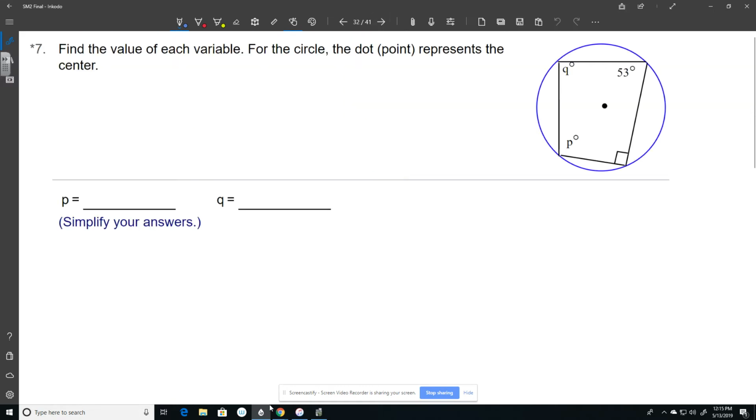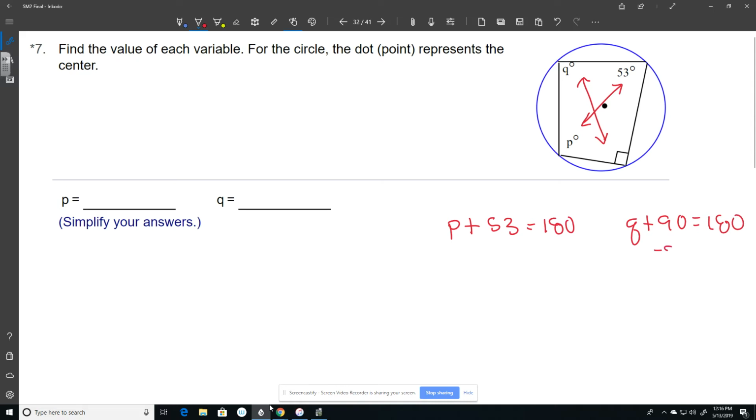Number 7, find the value of each variable. There was a rule that said if there's a quadrilateral inscribed in a circle, meaning 4 sides that connect inside a circle, that the angles opposite each other, or in other words, these 2 angles and these 2 angles, should add up to 180. So in this case, P plus the angle across from it, 53, should add up to 180. And Q and 90, these 2 angles, add up to 180.